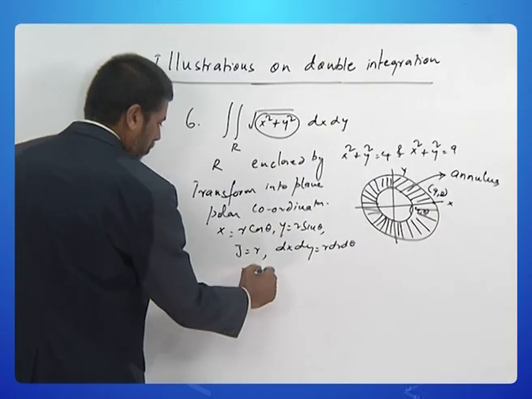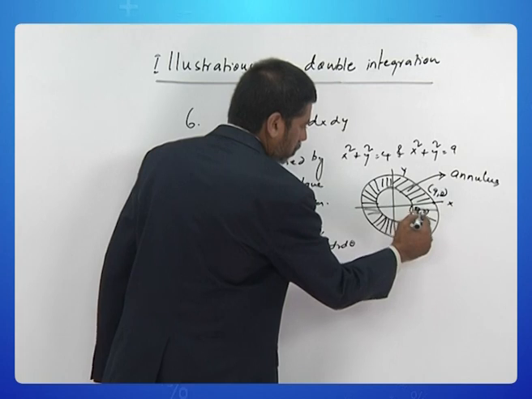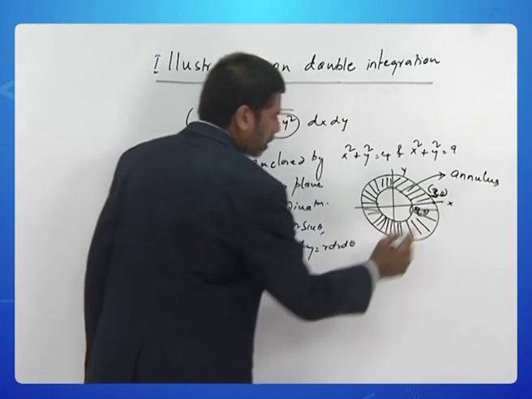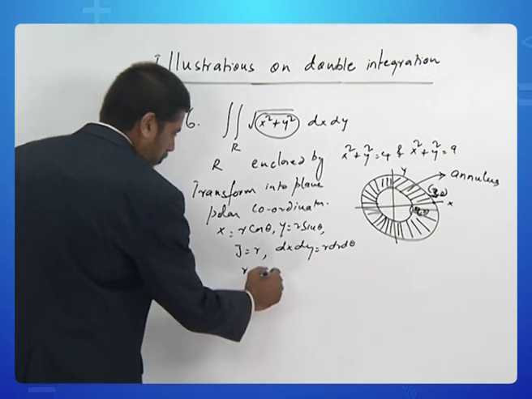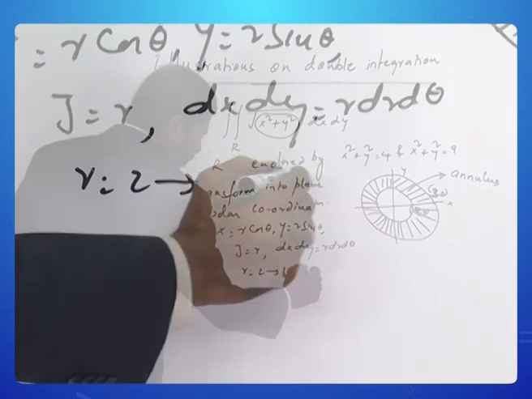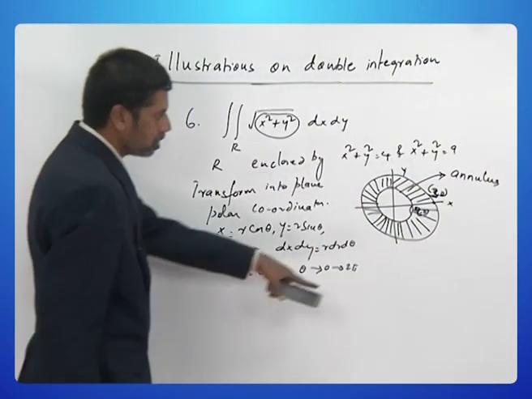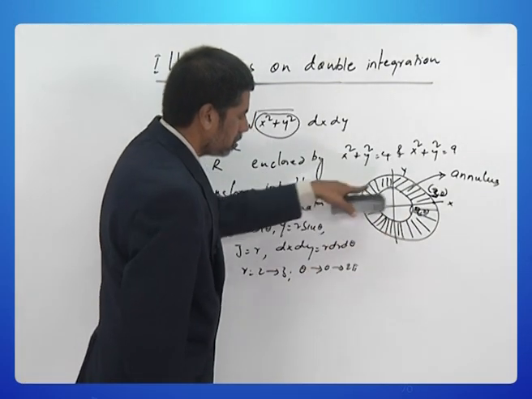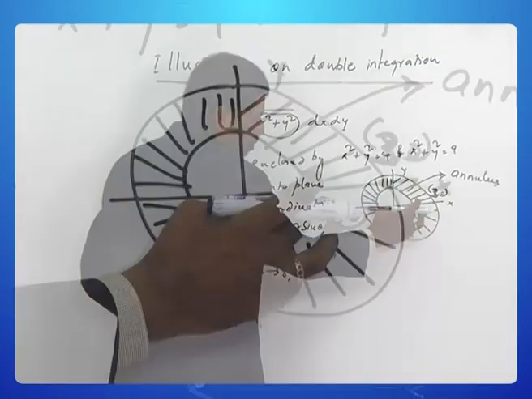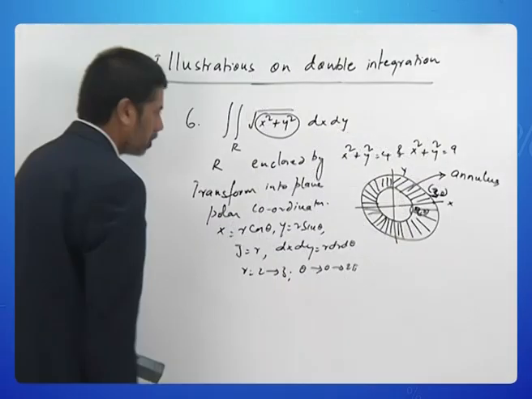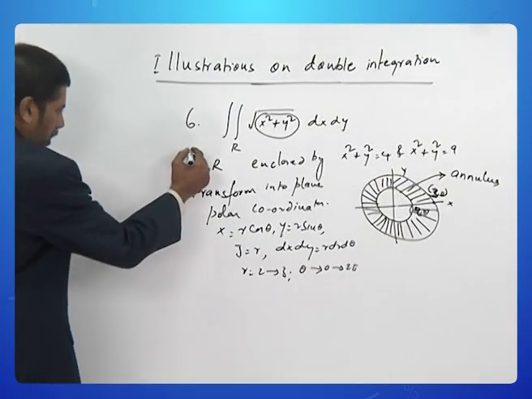R varies from, it is not 4 but 2, because the radius is 2, and this is 3. So R varies from 2 to 3. What about theta? Theta varies from 0 to 2 pi because all the quadrants are covered. So R varies from 2 to 3 and then theta varies from 0 to 2 pi. So let us evaluate now.